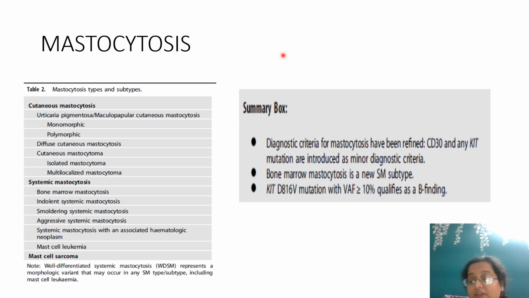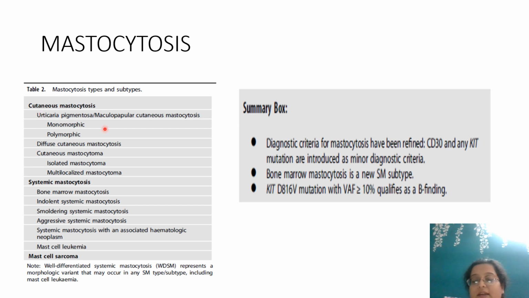I had told you what genes are important and what is VAF, and that more than 10% is significant. So I will tell you finally what are the types and subtypes. So cutaneous, systemic, and mast cell sarcoma. Now mastocytosis has these three major subtypes in the current WHO classification.